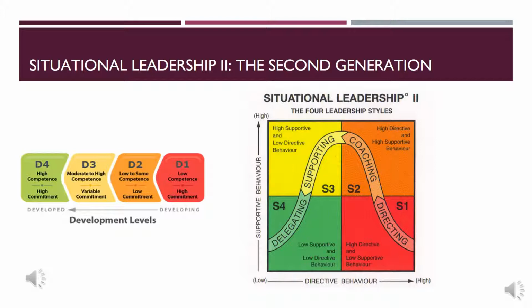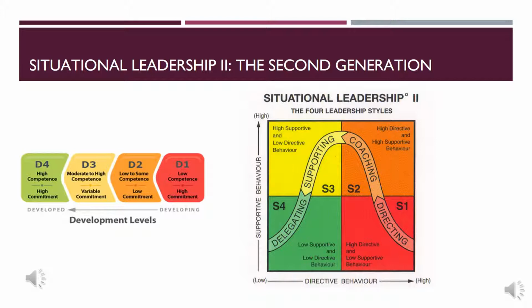The y-axis is the amount of supportive behaviors given by a leader, which may include listening, asking for input, encouraging the individual, praising them for their work, and taking time to explain why they are being assigned a certain task or why the task is important for the team. As you may have guessed, the colors in the graph correspond with those in the development level image to your left and also on the previous slide.